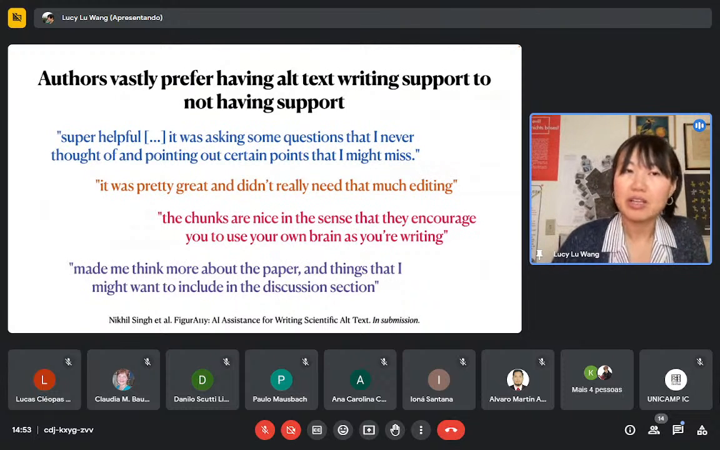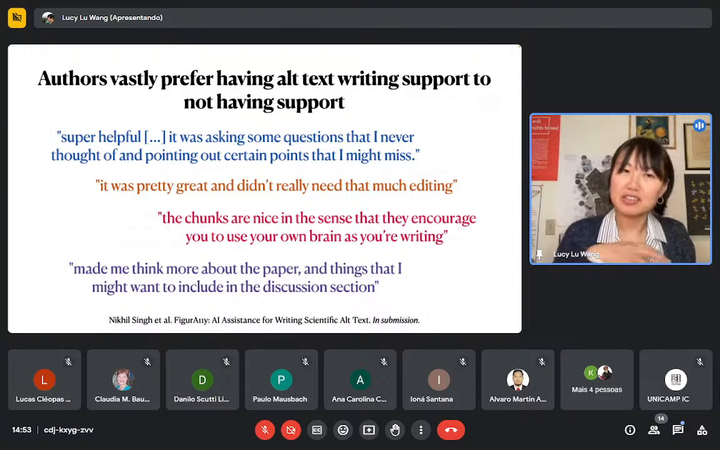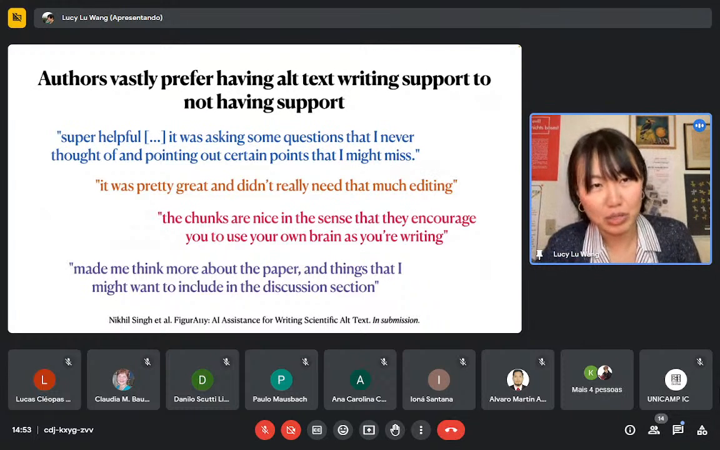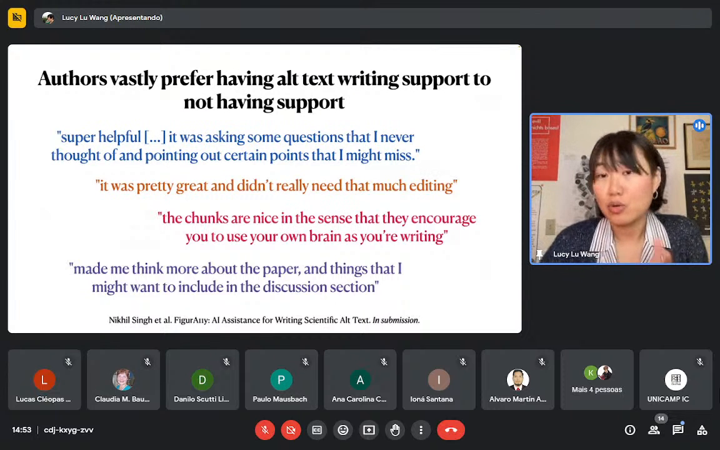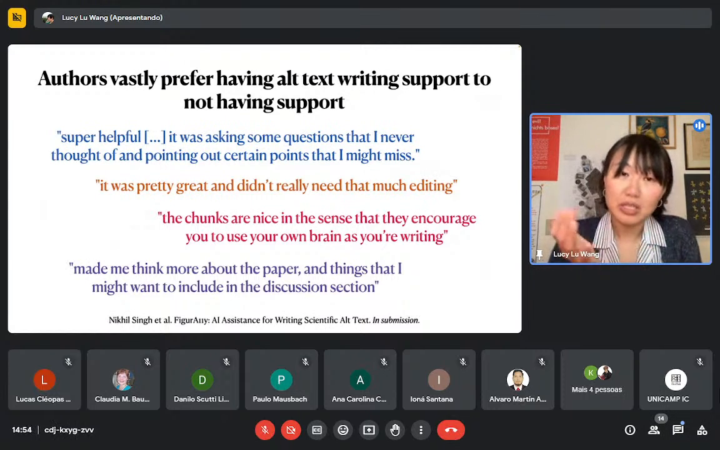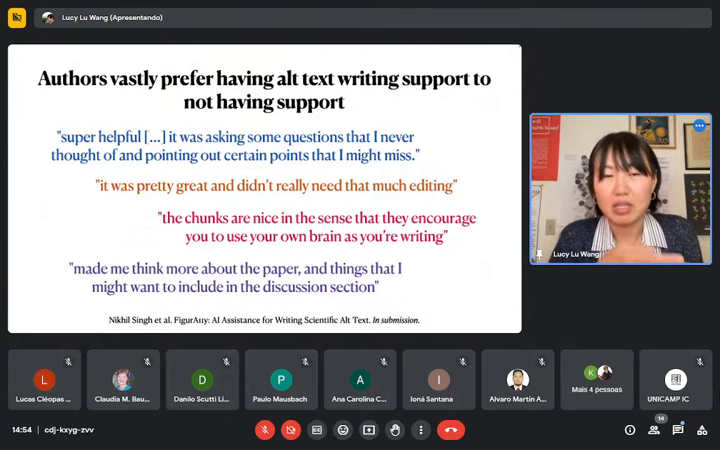So we conducted an evaluation study with paper authors, and we found that, unsurprisingly, authors vastly preferred having alt text writing support to not having any support. So the participants noted some things like the suggestions were really helpful. They help point out certain points that they might have missed if writing the alt text from scratch. Some participants noted that the original generation was pretty good and didn't really need that much editing.